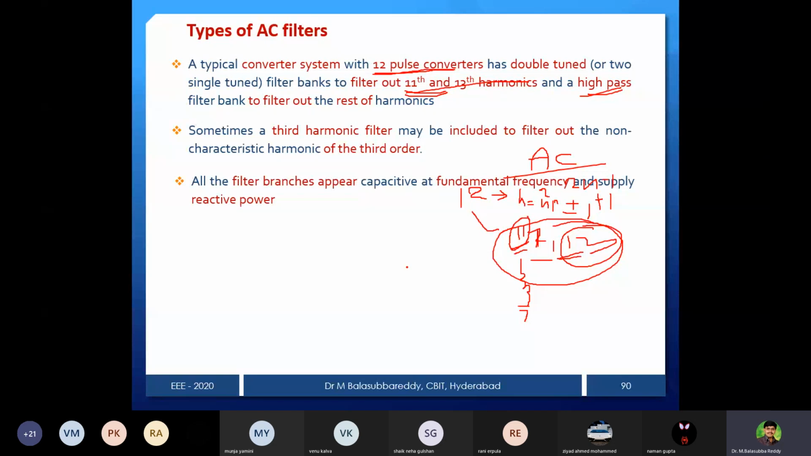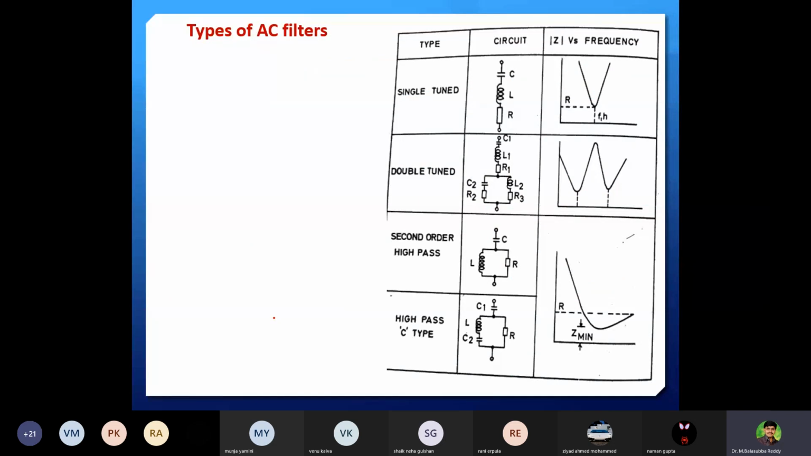All the filter branches appear capacitive at the fundamental frequency and supply reactive power. And these are some types of AC filters. You can see the single tuned filter: simply C, L, and R connected in series. The values of R, L, C are designed in such a way that it eliminates the specific order of harmonic, and this is the impedance versus frequency diagram for the single tuned filter.